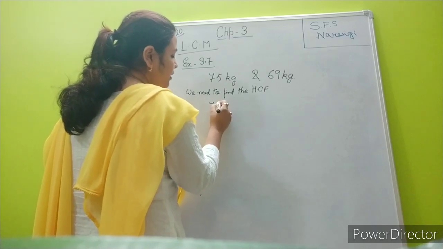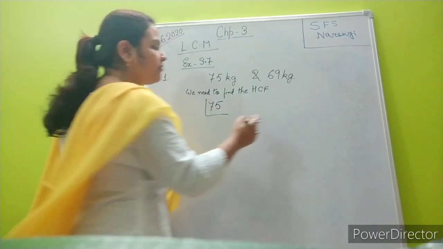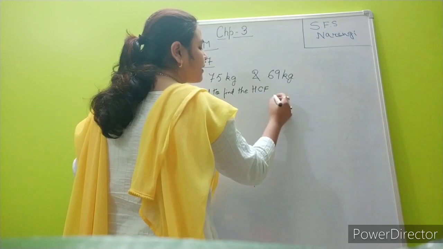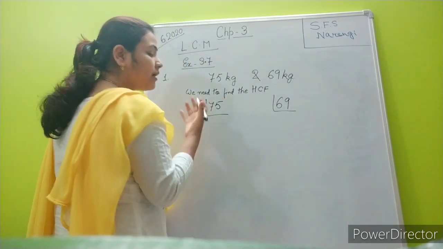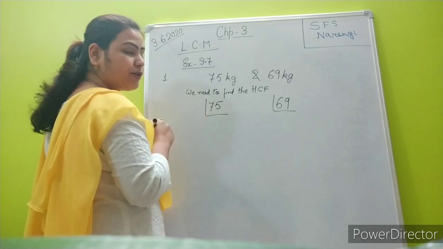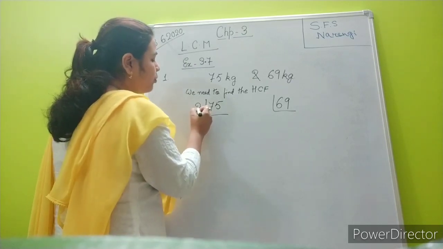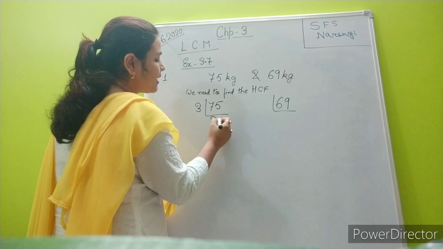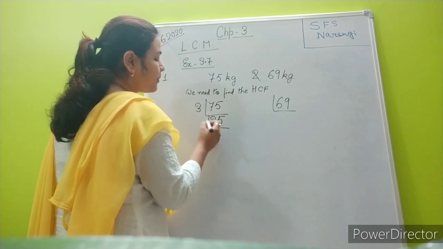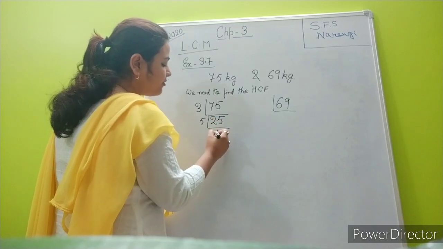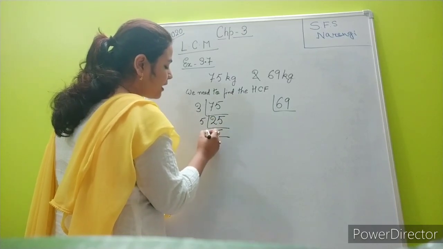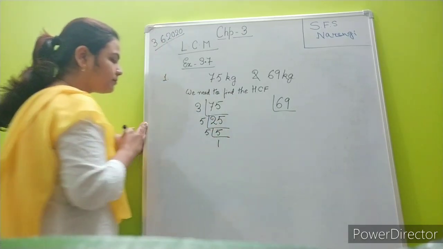So first of all, let us find the factors of 75 and then we are going to find the factors of 69, right? So let's start with 2 first. Will it go by 2? No, it will go by 3. 3 twos are 6, 3 fives are 15. Now 25 does not go by 3. So it will directly go by 5. 5 fives are 25 and 5 ones are 5.